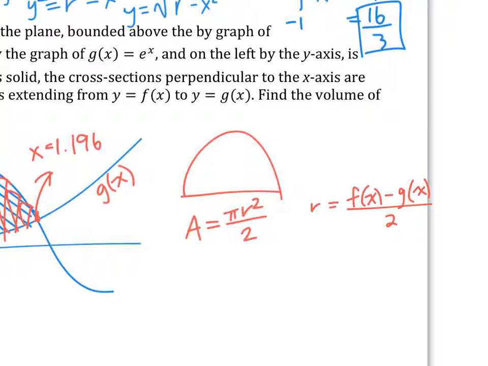We're not actually going to calculate with our hands, so we are just going to leave it in f and g. You're going to use the calculator to do pretty much everything. Okay, so area is going to be pi over 2 times (f of x minus g of x over 2) squared. I'm sorry, over 2. So pi r squared over 2 turns out this way.